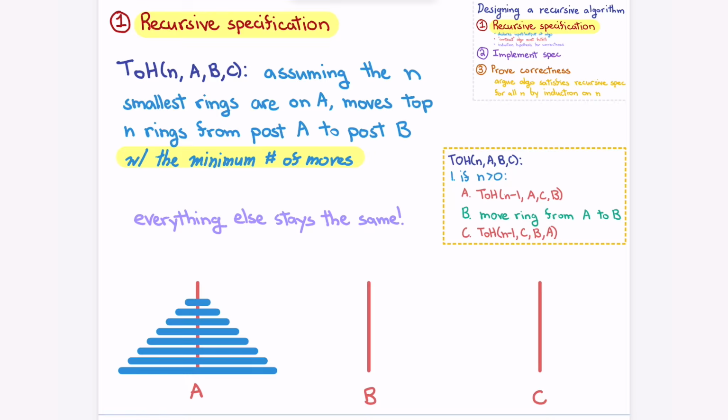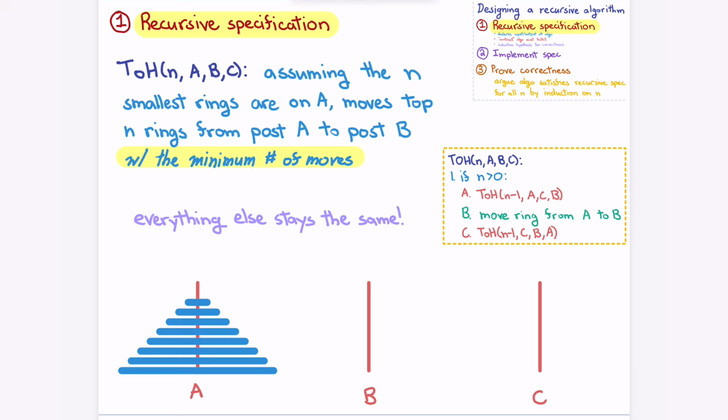And then it's going to have to move the n minus 1 rings back from C to B. That you have to do. Maybe there's other clever things you can do, but at the very least, you have to do that. And our algorithm is doing that. And by recursion, our recursive spec is now saying it's doing it optimally, right?